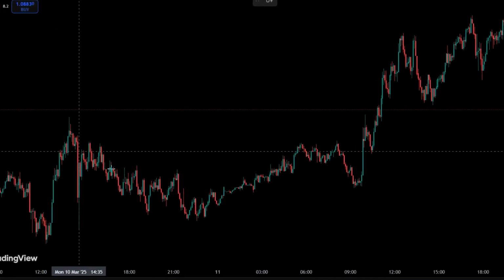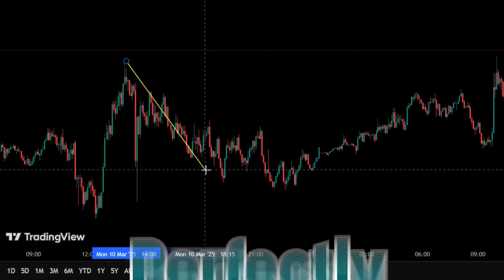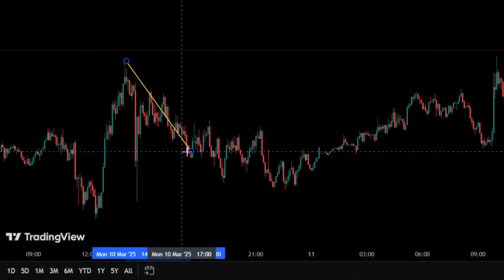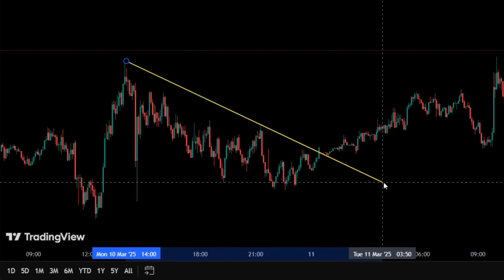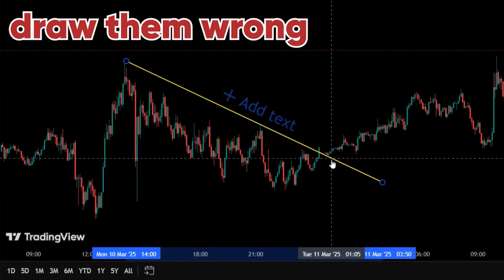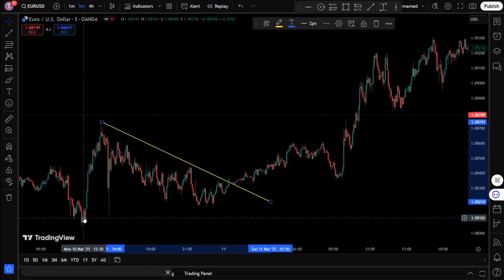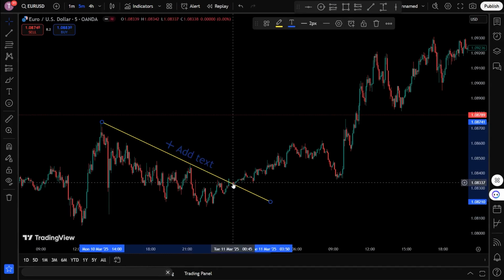But let's be honest, drawing them perfectly is tough. You try to spot the highs and lows, connect the dots, and sometimes it just feels like guessing. And if you draw them wrong, your trade might suffer. That's why today we're looking at a powerful tool that removes a lot of that guesswork.